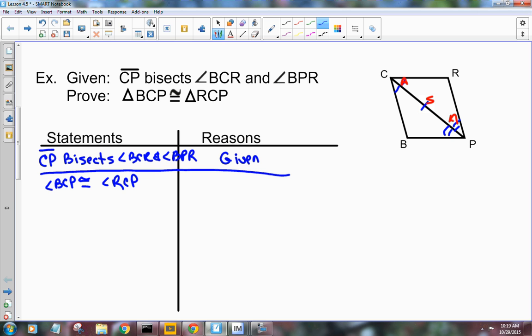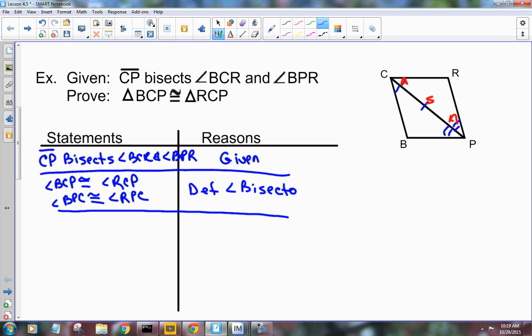And then I could go down to the bottom, and then I would say angle BPC is going to be congruent to what? RPC. And what's my reason there? Angle bisector. Okay, definition of angle bisector. Okay, so that takes care of 2 angles, right? An angle here and an angle here.